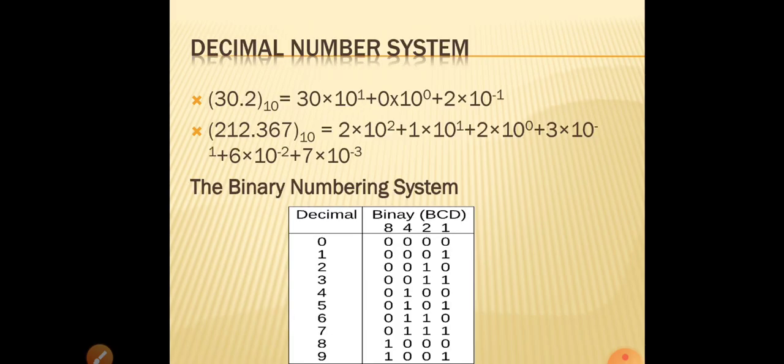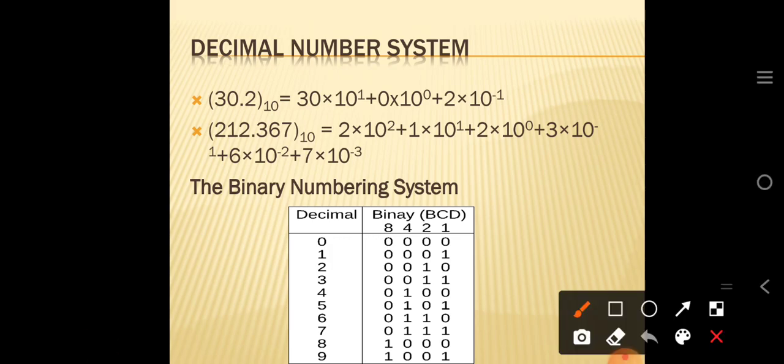Okay. So next is the decimal number system and the binary number system. We have shown here one example to have an overlook of the system. The example of a decimal number is 30.2 to the base 10. In the previous lecture we also studied the base or radix. So in the example 30.2 we have the base 10. What is meant by base or radix?